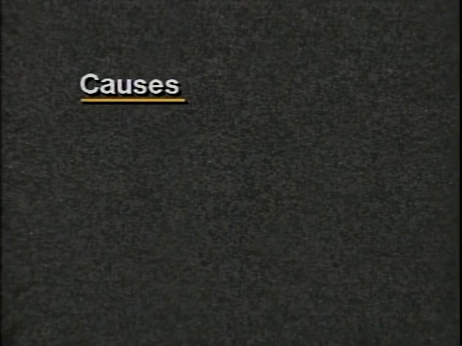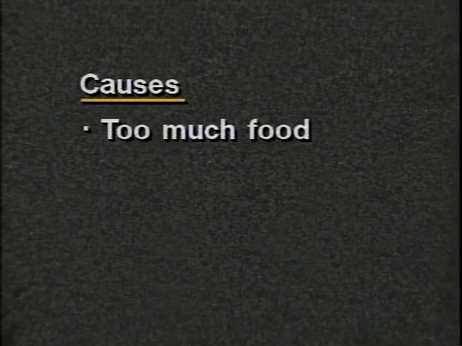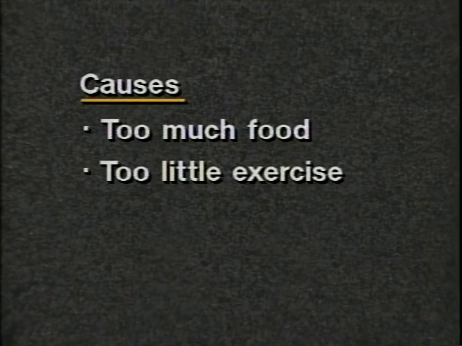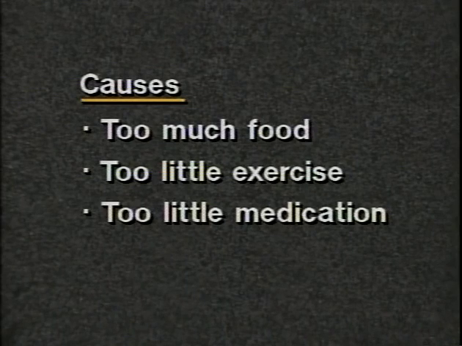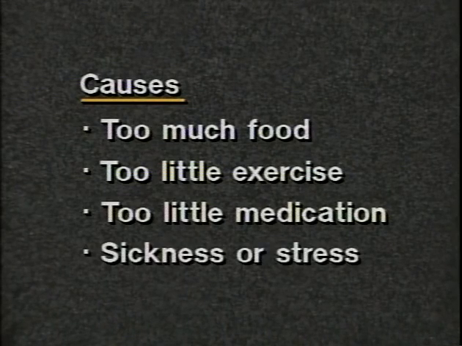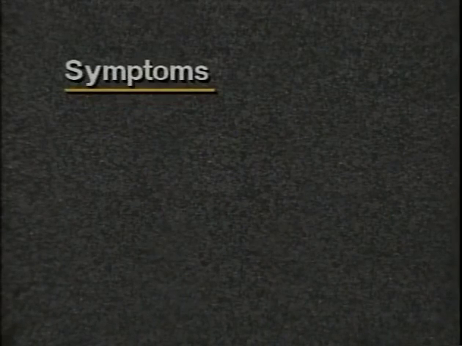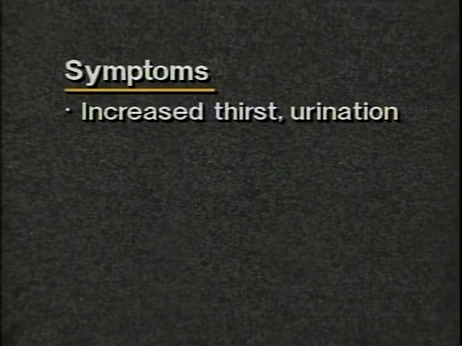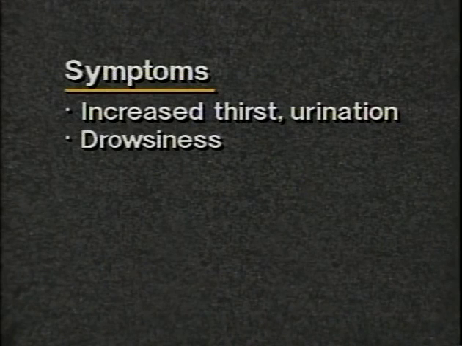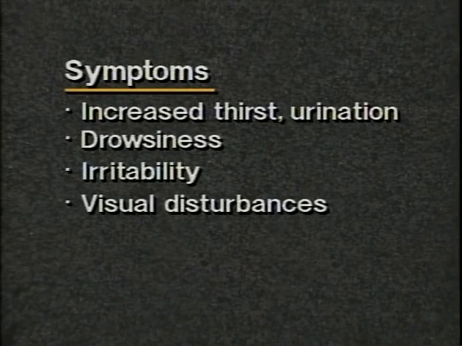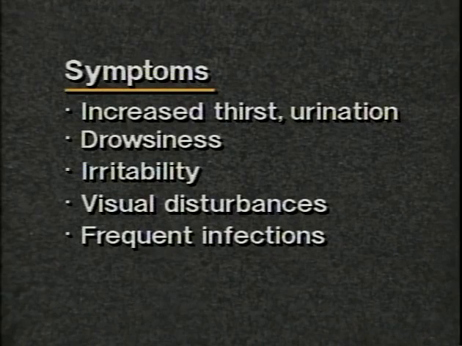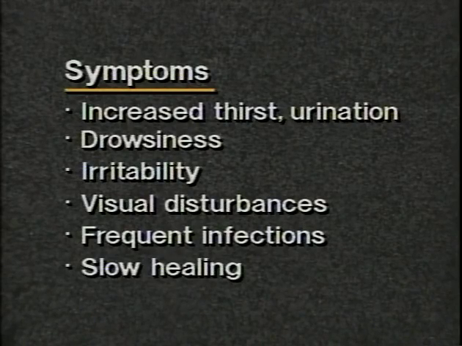Hyperglycemia happens when one or more of these factors occurs. A diabetic person eats too much food, gets too little exercise, doesn't take enough insulin or oral medication, gets sick, or is under unusual stress. Symptoms include increased thirst, increased urination, drowsiness, irritability, visual disturbances, frequent infections, or slow healing cuts or sores.